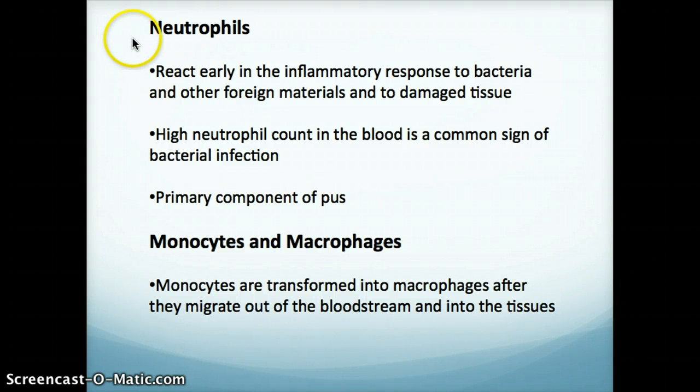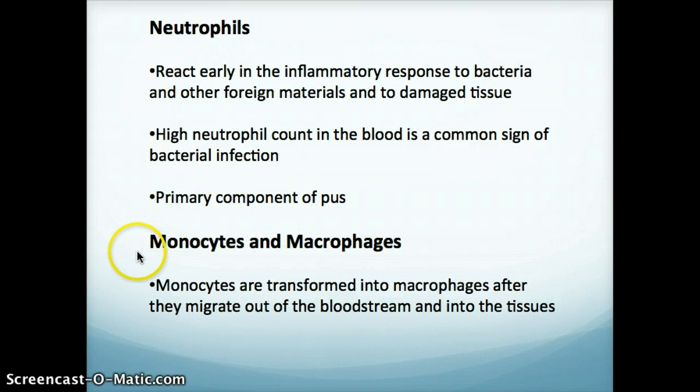So let's look at the different types of cells that are considered phagocytes. The first one are the neutrophils, and these are our early reactors in the inflammation response to bacteria or other foreign materials, and also to damaged tissue. These are the ones that you're going to see as the first responders. Often we look at the neutrophil count in the blood to look for a bacterial infection. A high neutrophil count would be a common sign of bacterial infection, because we would want lots of neutrophils to fight that infection. And then when you have pus on an injured area or infected area, the primary component of that pus would actually be those neutrophils, which are fighting the infection.